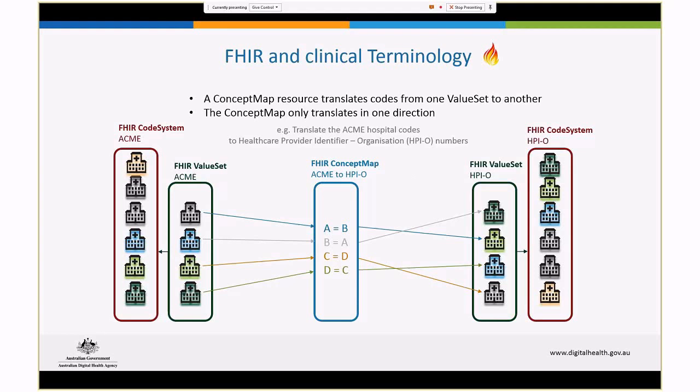And then I create a new resource called a concept map, and I'm referencing the value set on the left, which has A, B, C, D in it, and I'm mapping to a different value set on the right, which is HPIO identifiers in Australia for healthcare organisations. So I'm saying the Acme code ABC is equal to this HPIO in Australia, and the concept map is doing that mapping for me. The concept map maps from value set to value set, and it's one direction only.